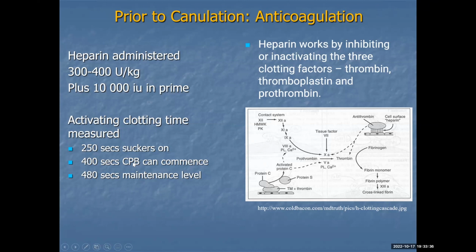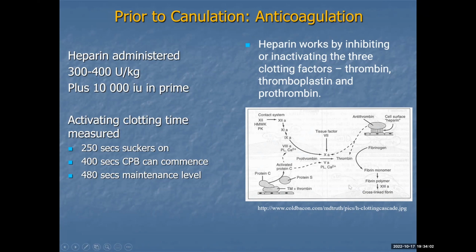Or actually, the old school way of doing it used to be 3 times the baseline. So we do a baseline ACT once the patient comes into the anaesthetic room, which, like I said, should be anywhere between 80 and 120 seconds. But you find most centres and their protocols will have a set figure now, so it doesn't give any leeway for interpretation. It's 400 seconds, that's it. And once you're on bypass, it's 480 seconds.